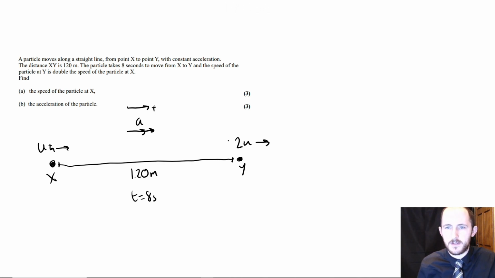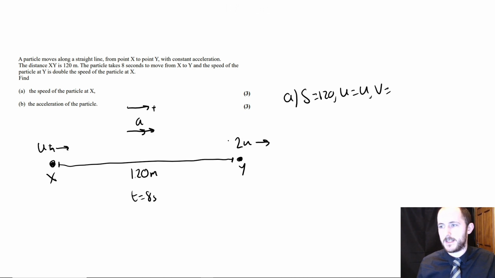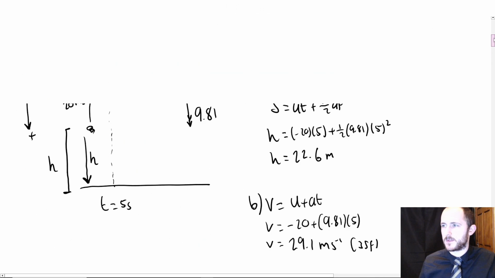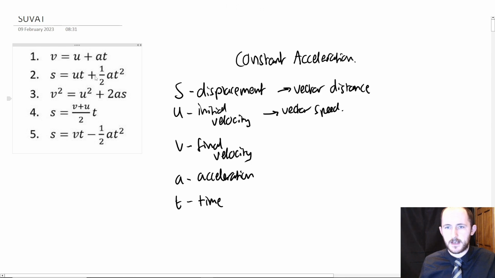Okay, so let me just double check we've got everything we need. Yeah, we have. Cool. So for part A, speed of the particle at X, S is 120. U is U. V is 2U. A is don't know. T is 8. So the equation that we want has to have S, U, V, and T in it, so everything except A. We can use S is V plus U over 2, times T.